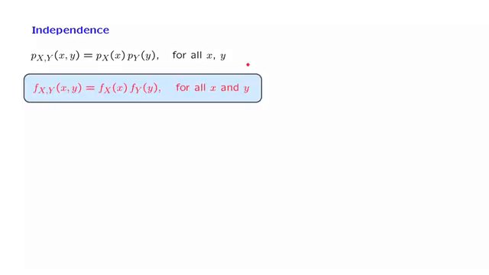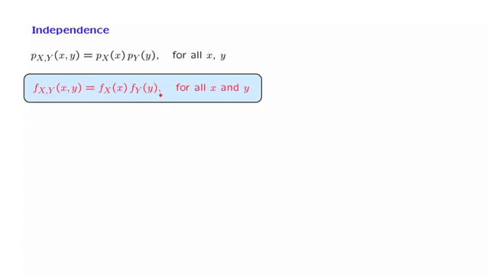Independence is one of the central concepts of probability theory because it allows us to build large models from simpler ones. How should we define independence in the continuous case? Our guide comes from the discrete definition. By analogy with the discrete case, we will say that two jointly continuous random variables are independent if the joint PDF is equal to the product of the marginal PDFs.